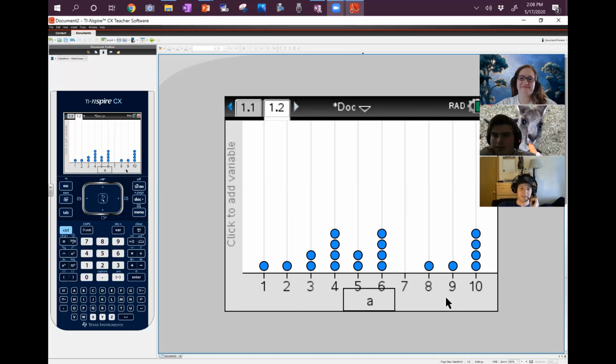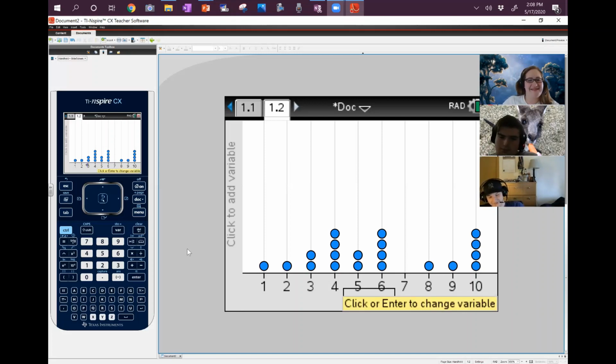Algebra kids, if Ms. Izzo asks you to do this, you might want to name the statistic. Like, you might want to name the column that you put the data in. Yes, she asked you to do that. I did make you do that.